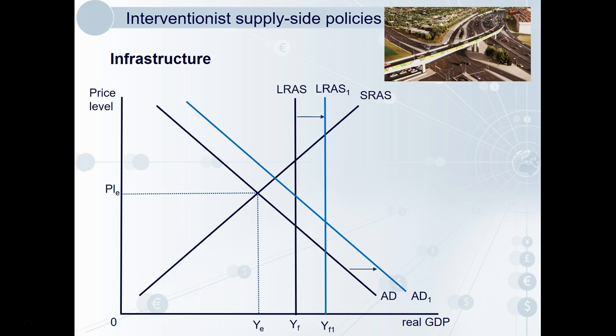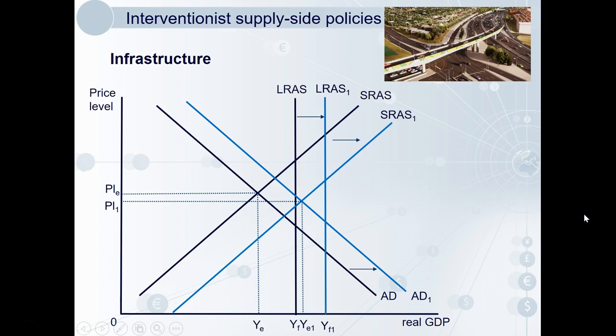It's only when the roadworks are completed that we get the extra productivity. In fact, while the roadworks are being done, you could argue that there is less productivity because of all the delays. And then of course the SRAS will shift to the right, as there are now quicker commute times and less wear and tear on vehicles, lowering costs for businesses.